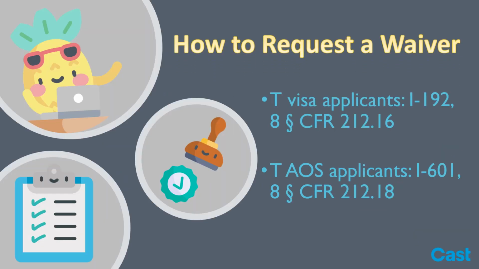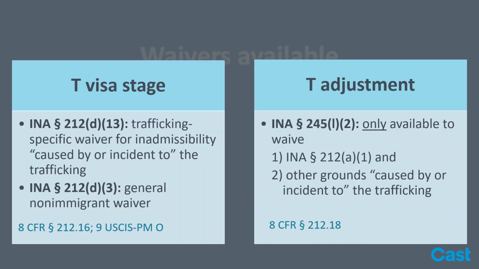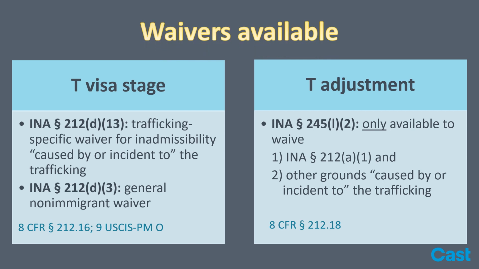To seek a waiver of inadmissibility, a T visa applicant must file Form I-192. To waive any new grounds of inadmissibility at the time of applying for permanent residence, a T nonimmigrant must file Form I-601 along with Form I-485. It's important to identify all the applicable grounds of inadmissibility prior to filing the T visa, as the waivers available at the T nonimmigrant stage are much broader than the waiver available at the T adjustment stage.